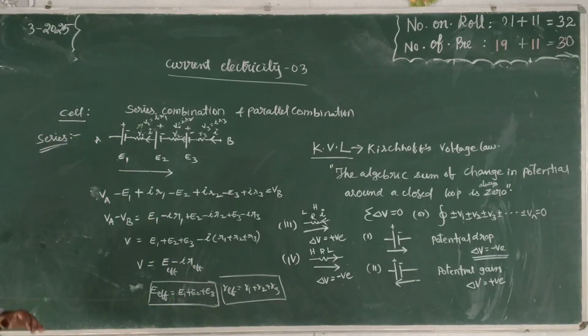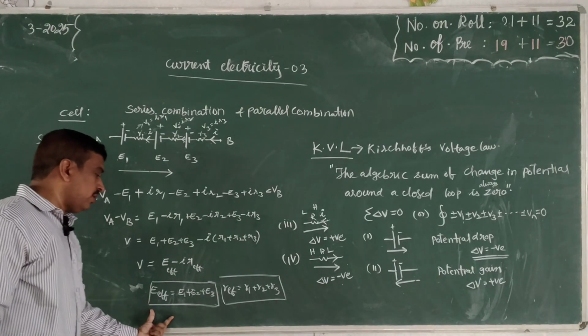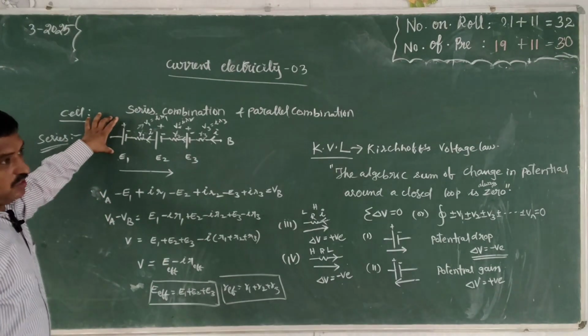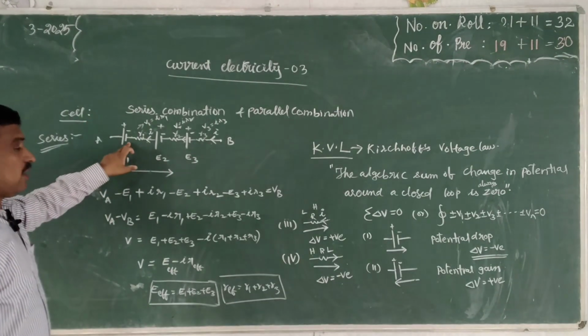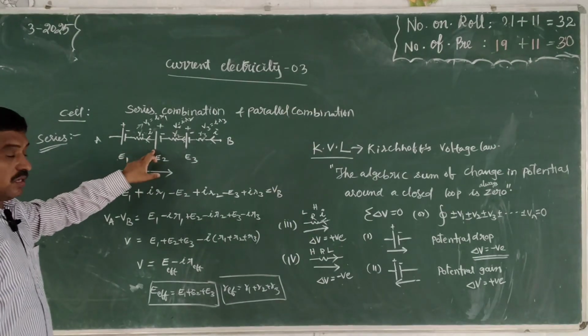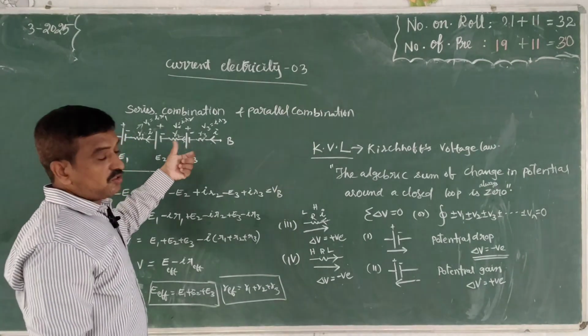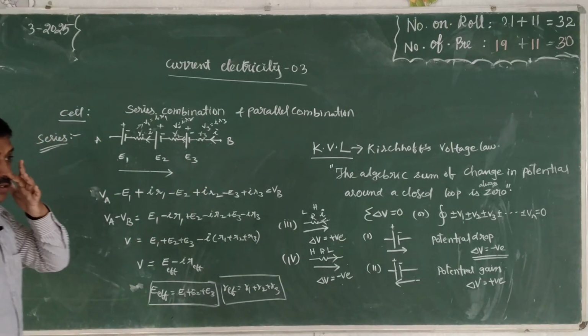This is the method to find effective resistance and effective EMF when cells are connected in series. So these formulas we can remember and apply to the problems. See here, it is the series connection. In a series connection, the negative terminal of the first cell is connected to the positive terminal of the second cell, and the negative terminal of the second cell is connected to the positive terminal of the third cell. That combination we call a series combination.